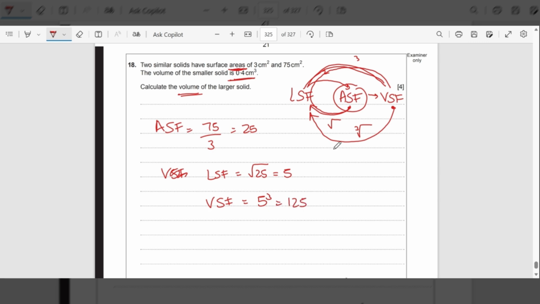So if the smaller solid has a volume of 0.4, then the larger one, I need to times that by my volume scale factor, okay? If I was doing that, I would do 4 times 125, which is 500. But because there is a number after the decimal point there, I need to drop that decimal point back in. So it's actually 50, not 500.